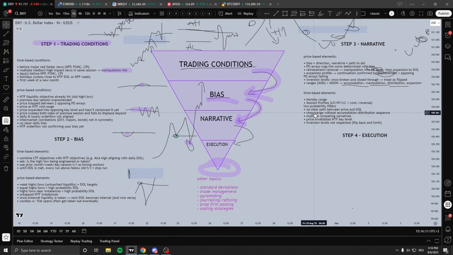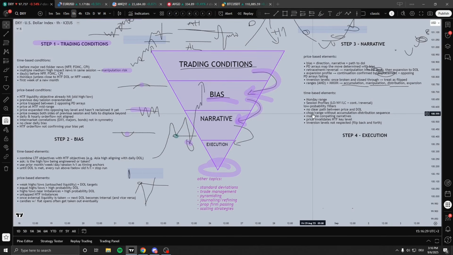Then what else is time-based? If there's no clear path between the price and the target. So you say, okay, I have a bias, I think price will go there, but I don't know how because price is for some reason not trading in a clear manner, then that is also low probability.